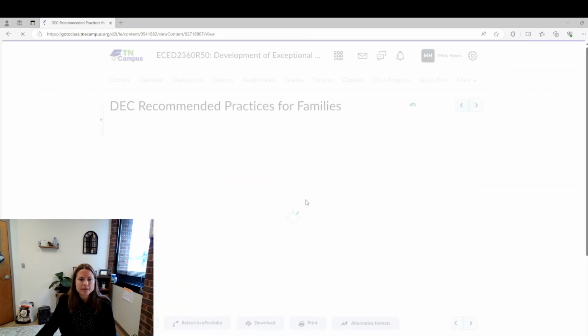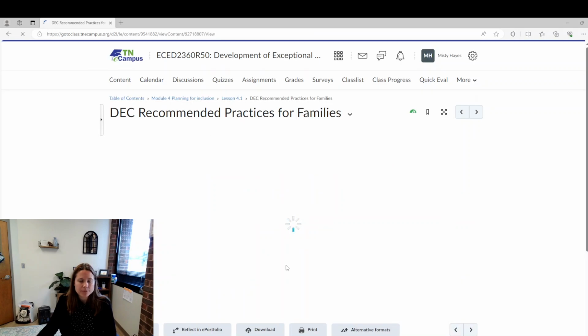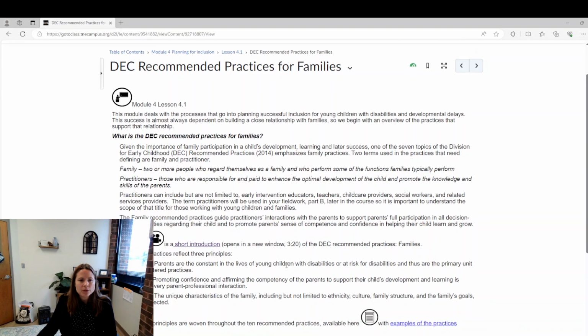The first one, the Division of Early Childhood Recommended Practices for Families. This is really going to just tell you a little bit about how they would support you when we're looking at planning successfully for young children who have special needs or disabilities or developmental delays. So when we're building those partnerships with families, we can really look at what practices support that. This is also going to help you when you do your support plan, your transition plan. So this just really looks at what does the Division of Early Childhood recommend as practices for families, and then how can you communicate this to them.